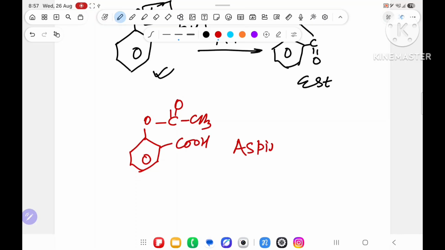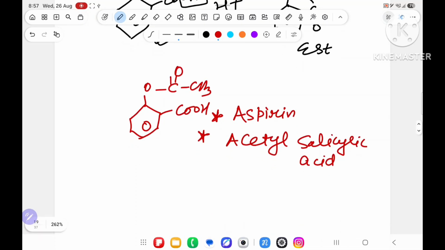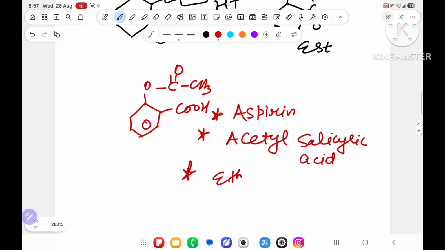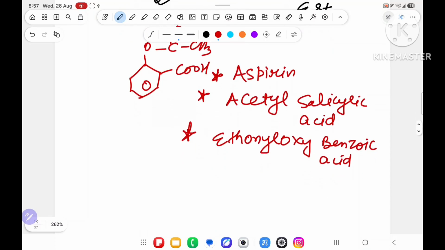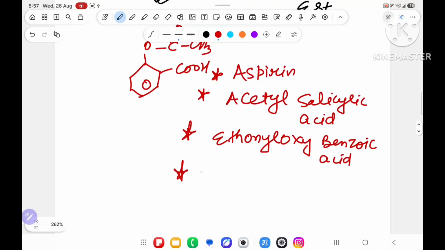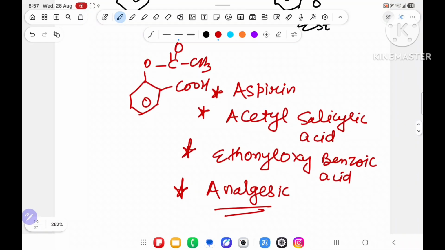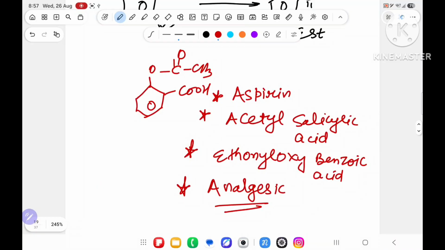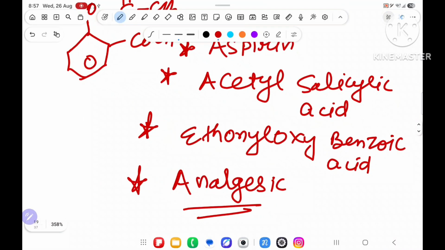Their name is aspirin. What is the name? First part, aspirin. Second part, it is also known as acetyl salicylic acid. Third part, it is also known as ethanoyl oxybenzoic acid. All are the names only. I am dictating because it is there in JEE, and it is also known as analgesic. It is used in analgesic. So these are all the names of this compound. Aspirin is used for analgesic. So this is all about esterification.